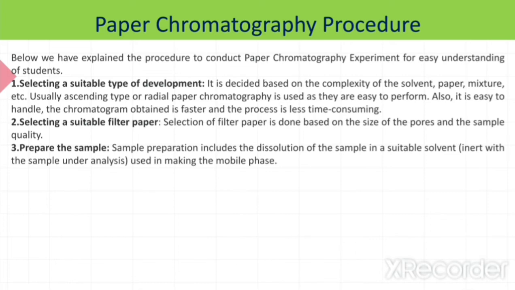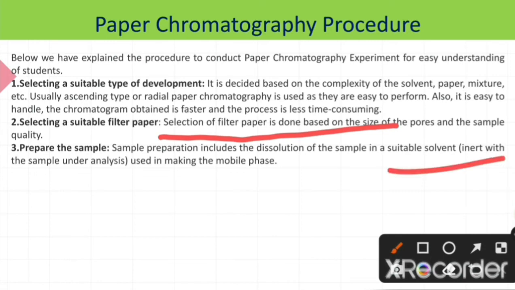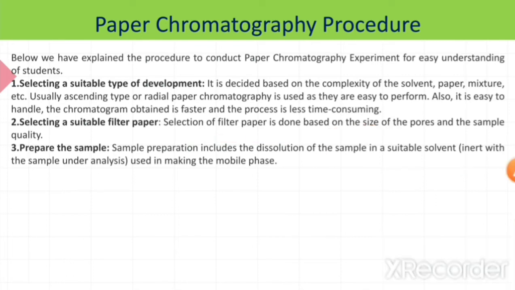Third is to prepare the sample. The sample preparation includes dissolution of the sample in a suitable solvent, inert with the sample under analysis, used in making the mobile phase. Sample preparation is very important because whatever sample we have, we can't put it on as it is. We have to dissolve the sample in the solution, and then only we can use it.